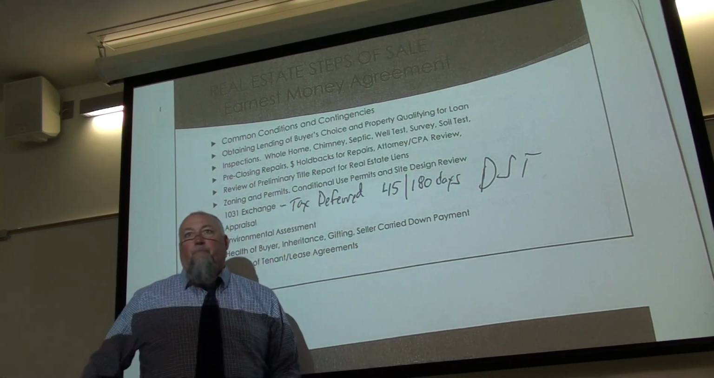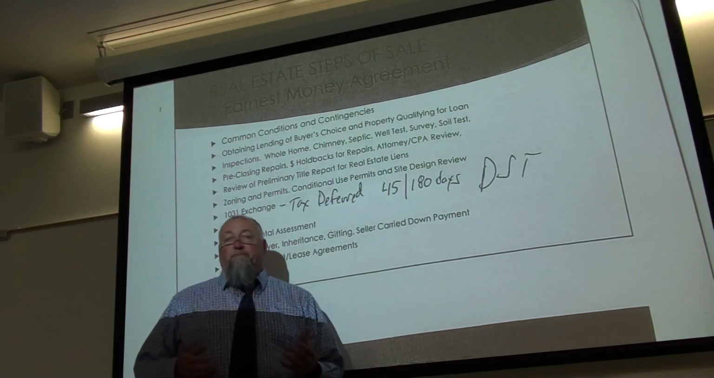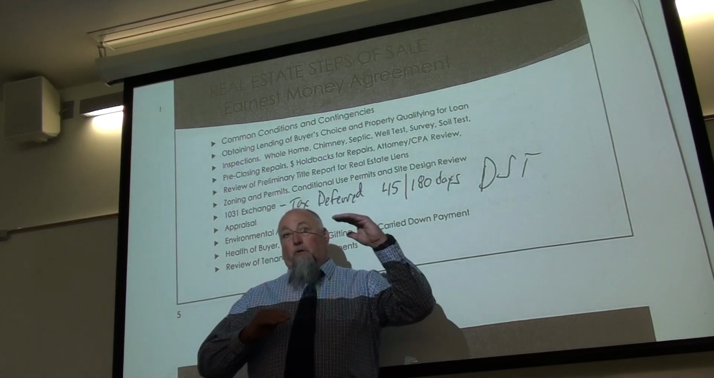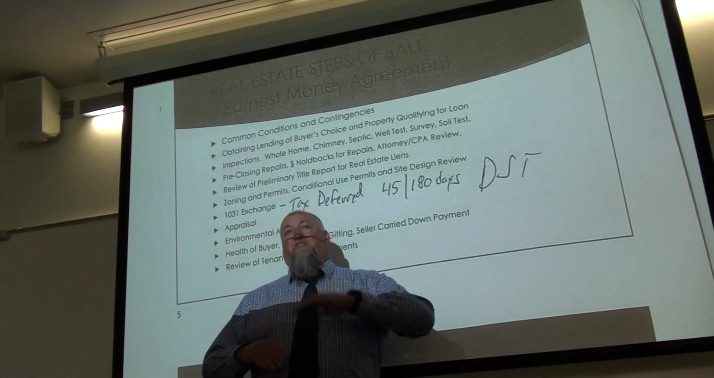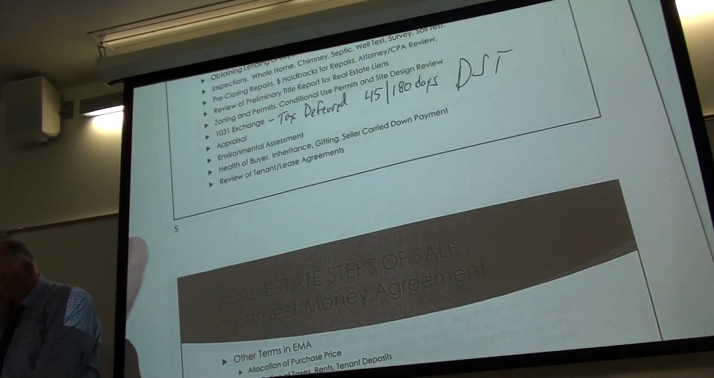What about an inherited house? Okay, when you inherit property under current tax law, you inherit the current fair market value. It's called a stepped up basis. I'll write that down for you.